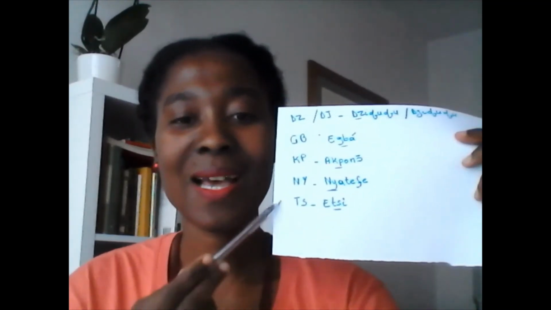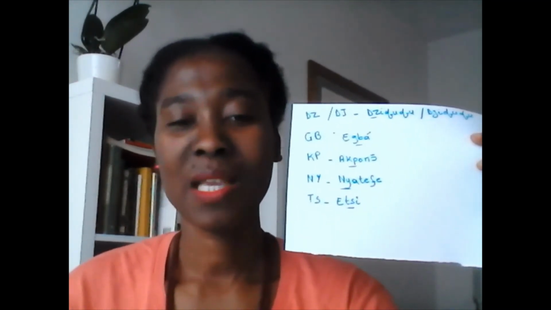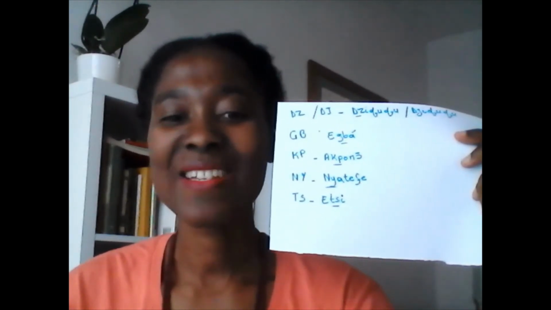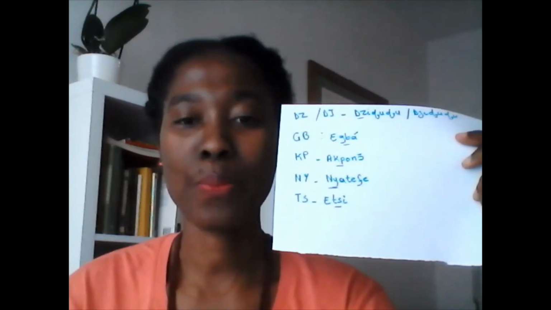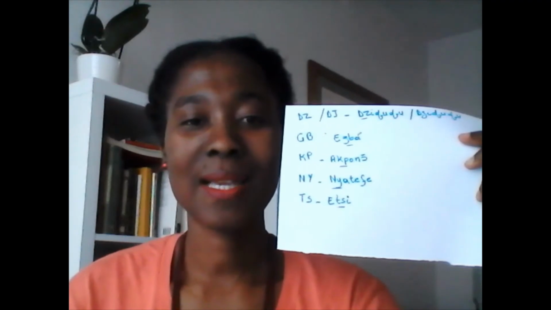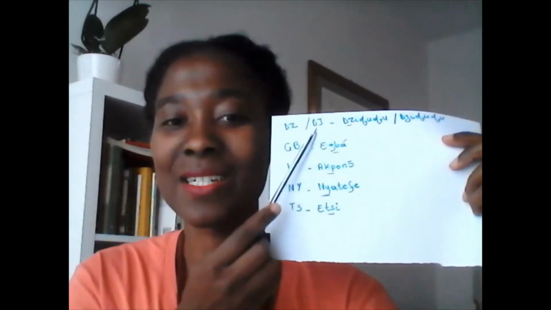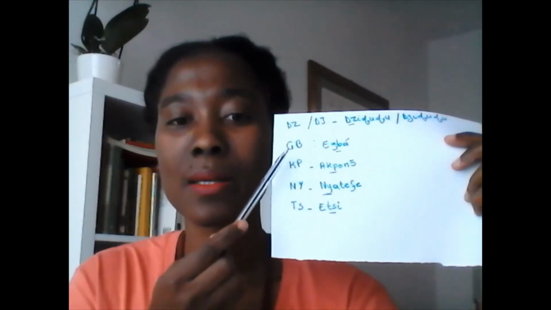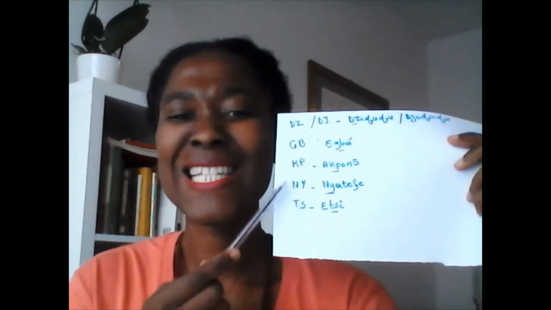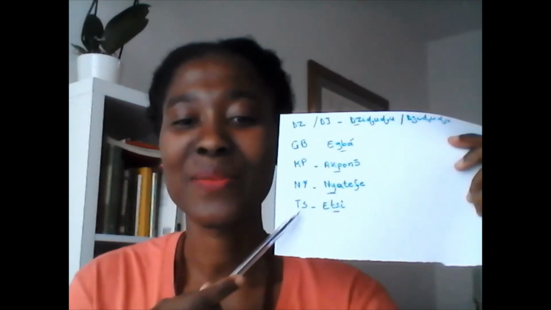Okay, and the last one is ch, and the example is chi, which is water. So let's take them again. So j, gb, kp, ny, ch.